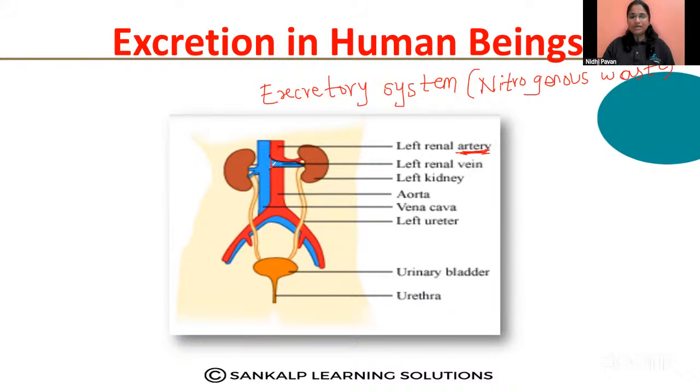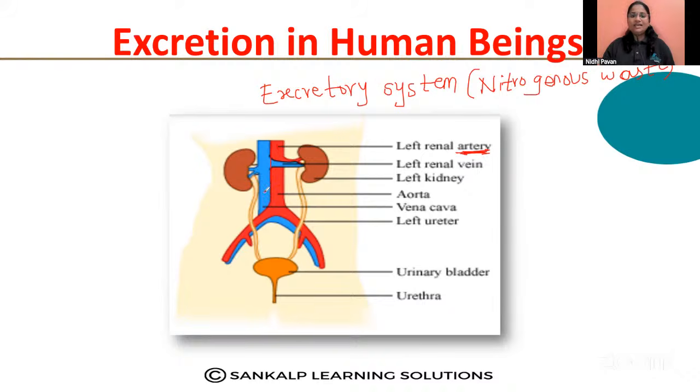Then we have the renal vein. Whatever reactions occur in the kidney, the waste will be released in the form of carbon dioxide. So that should be carried to the heart and then to the lungs for purification. So that is the renal vein.